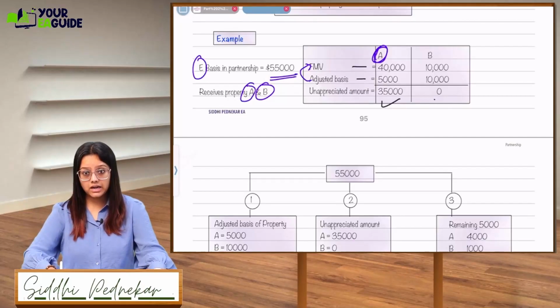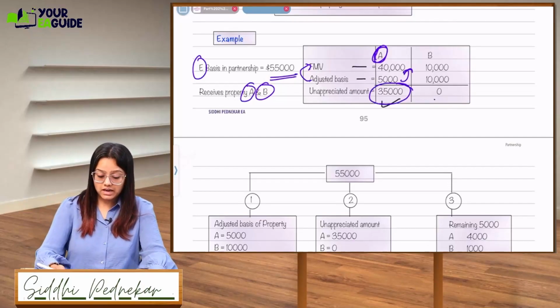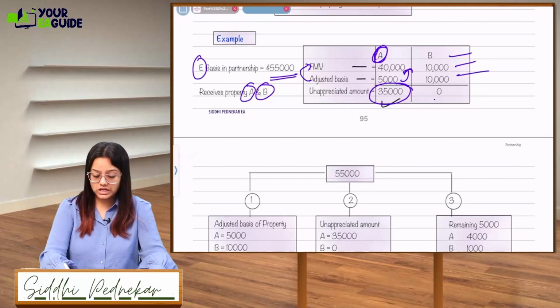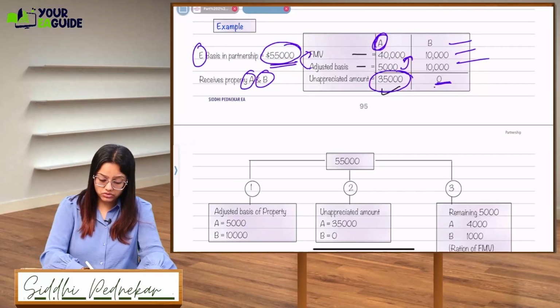What is the unappreciated amount? Can I say the value is 35,000 more in the market. Same way for B property, the basis is the same as the FMV, 10,000. So there is no appreciated basis over here. How much distribution is E getting? 55,000. First of all, allocate this amount to the basis of the property which you are receiving.